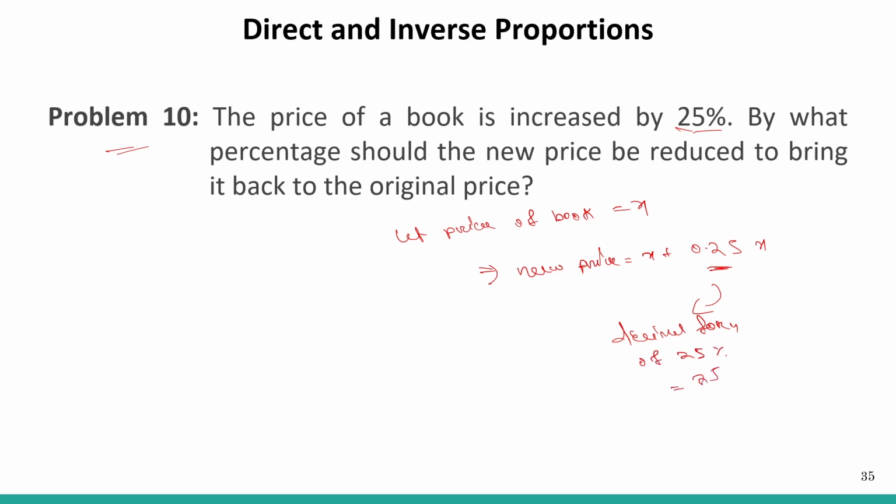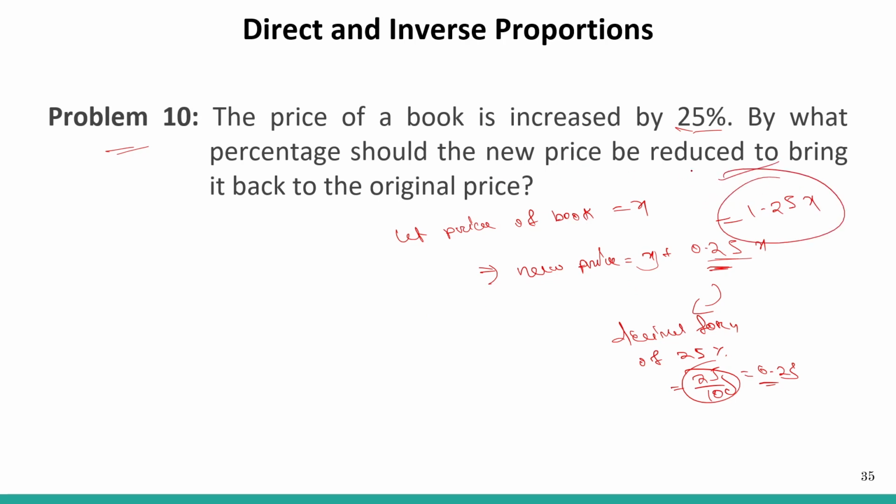25%. Okay, because 25% is equal to what? 25 by 100, right? So this is nothing but 0.25. So that is why we have multiplied here, because it has been increased by 25%. So the initial price remains and the increased price is 25% of X. So this is equal to nothing but 1.25x, right? So this is the new price.